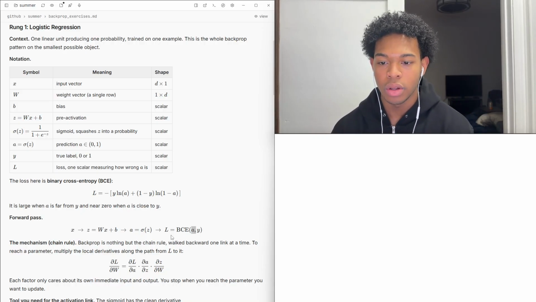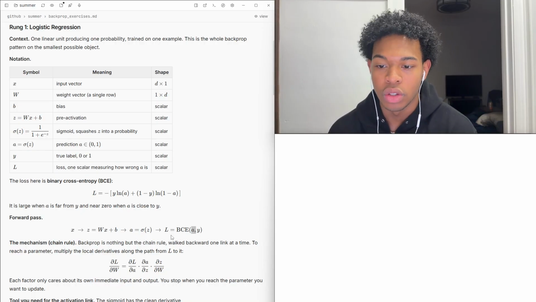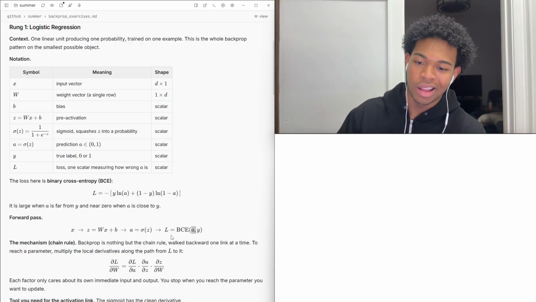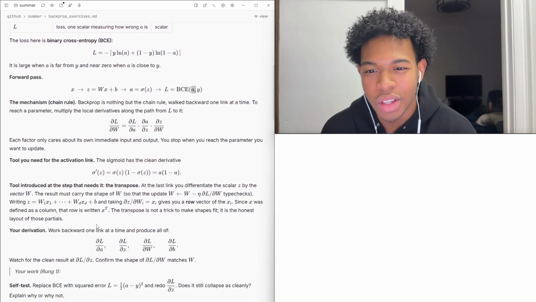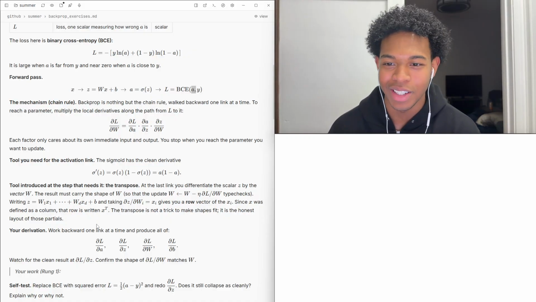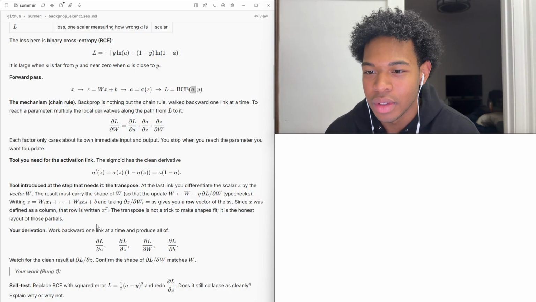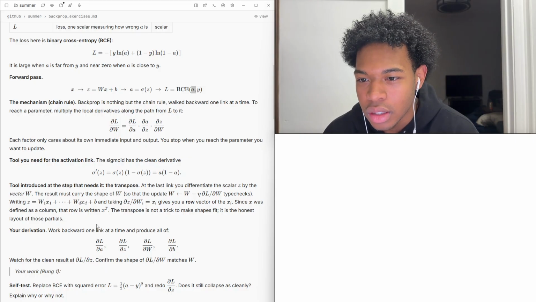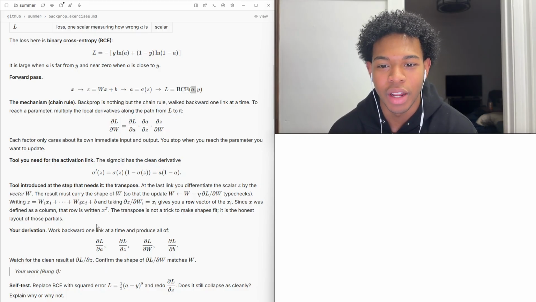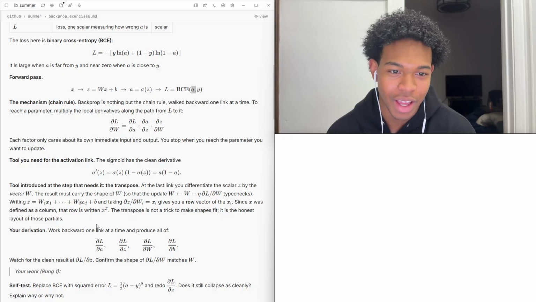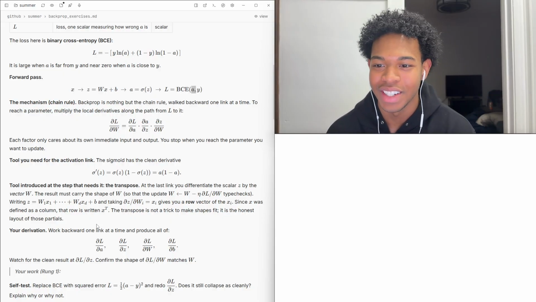Y is the true label, and then L is the loss. We use binary cross entropy, classic. I'm not going to go over that. You can watch a YouTube video on the cross entropy formula. It is large when A is far from Y and 0 when A is close to Y. Perfect. What we want from a loss function.